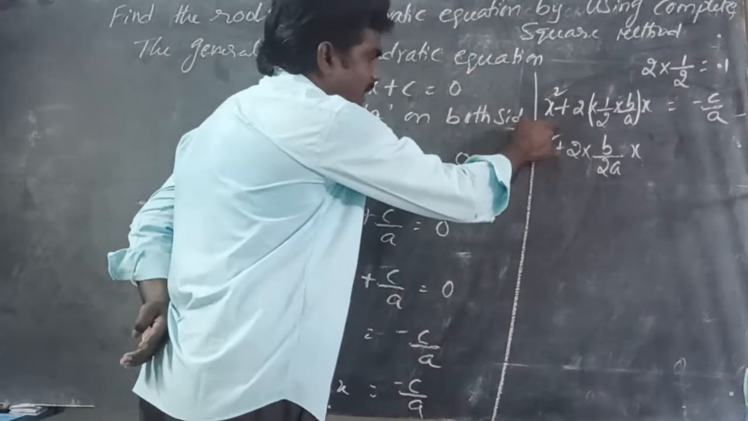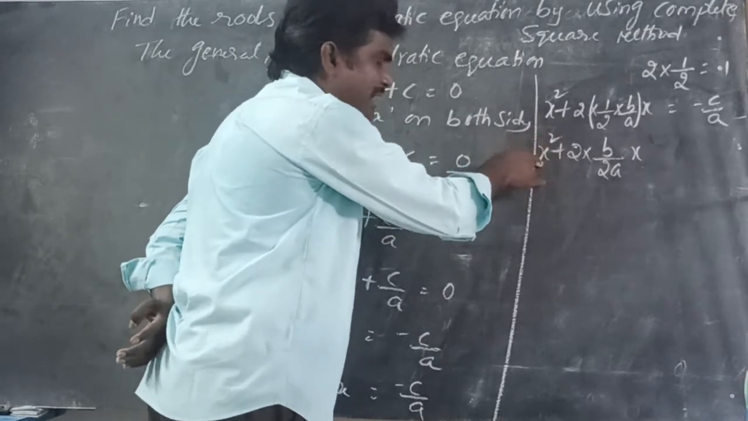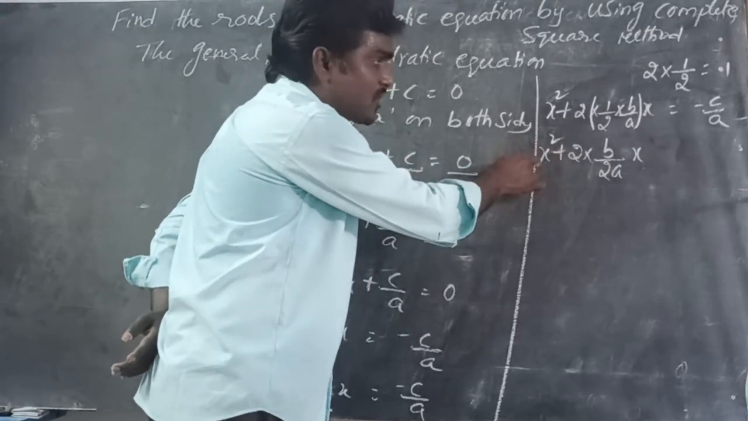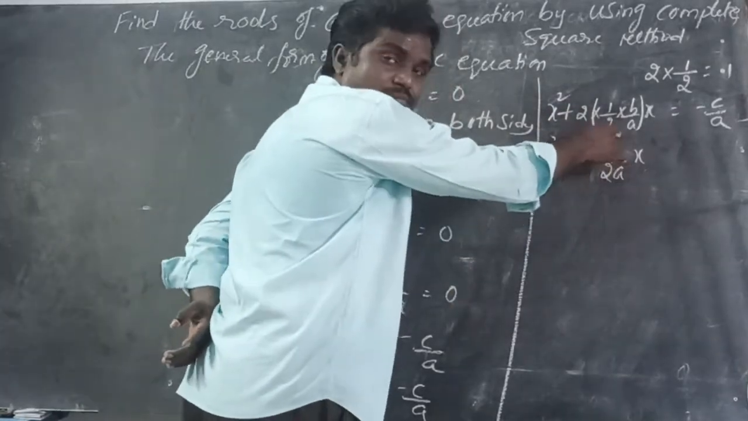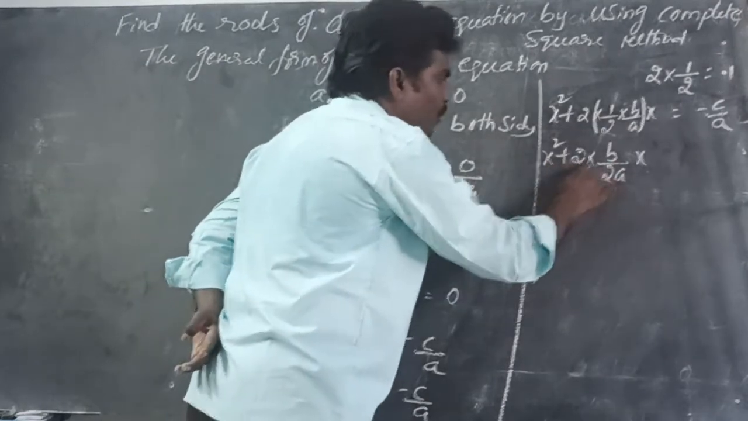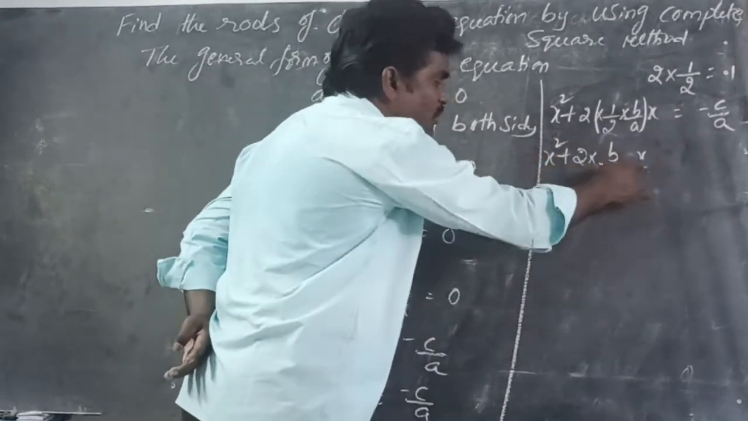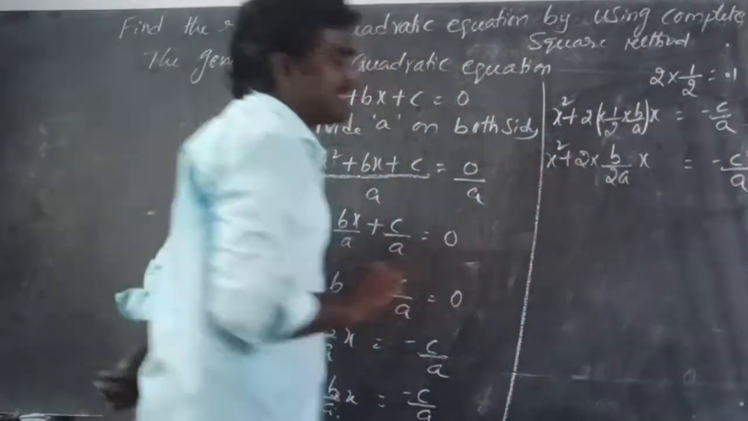So when you observe the first term, a square, in the place of a square what is there here? x square. That means a value is how much? x. So the remaining term is what? The b term. So here 2ab. So which term is missing here? The b square term is missing.